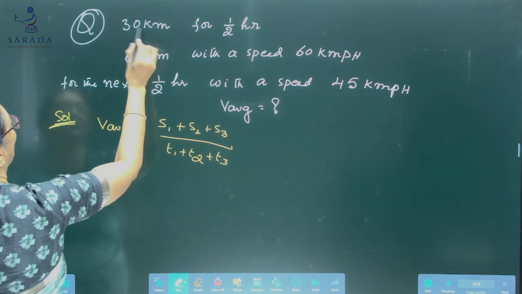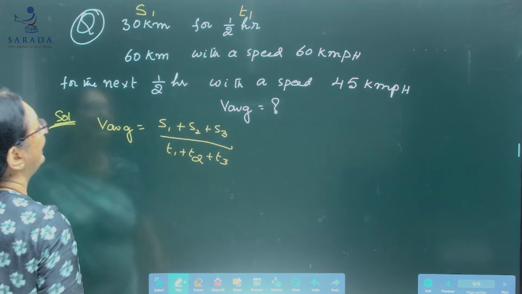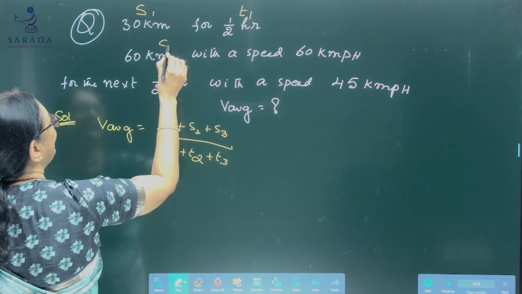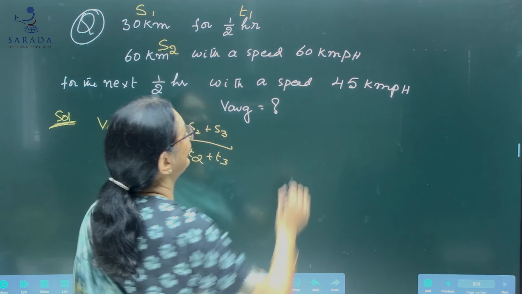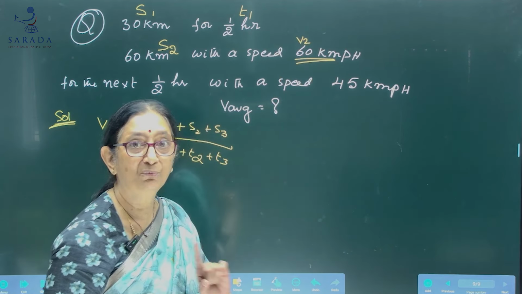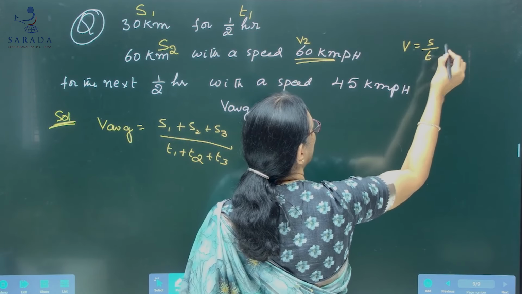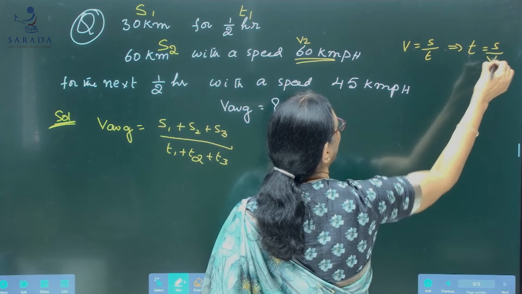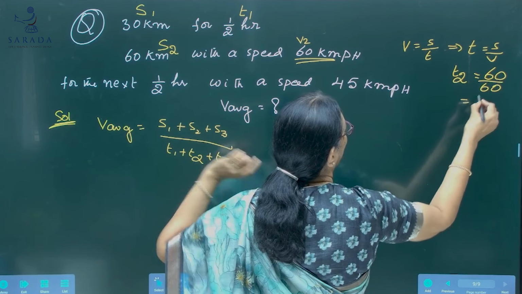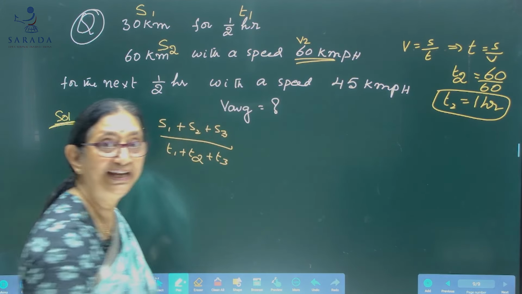Now, look here. 30 kilometers for half an hour. S1 is 30, T1 is half an hour. Very good. Now, 60 kilometers, S2, is given with a speed of 60 km/h, but we want T2 here. So, from the expression V is equal to S by T, T is equal to S by V, implies T2 is equal to S2 by V2, that is equal to 1 hour. So, T2 is given as 1 hour indirectly.